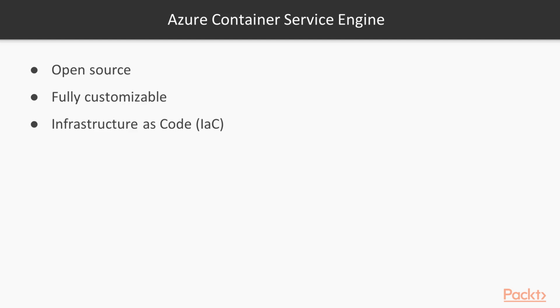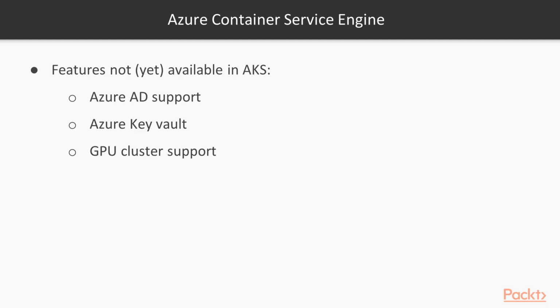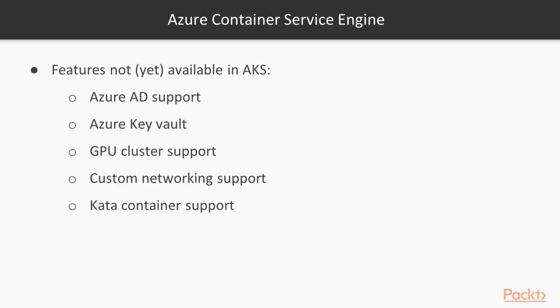Azure Container Service Engine provides us with features that are not implemented in Azure Kubernetes Service, namely supporting creating clusters with Azure AD as authentication provider, supporting master etcd data encryption with Azure Key Vault, supporting clusters with GPU support, and several networking customization support options, including Calico or Cilium for network policy enforcement, and finally, supporting more secure Kata containers instead of Docker containers.